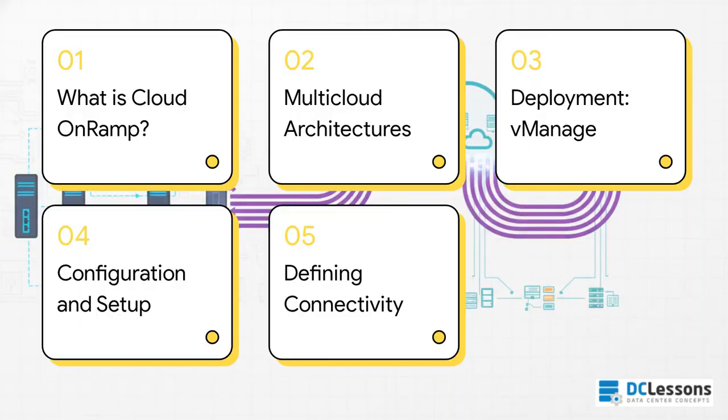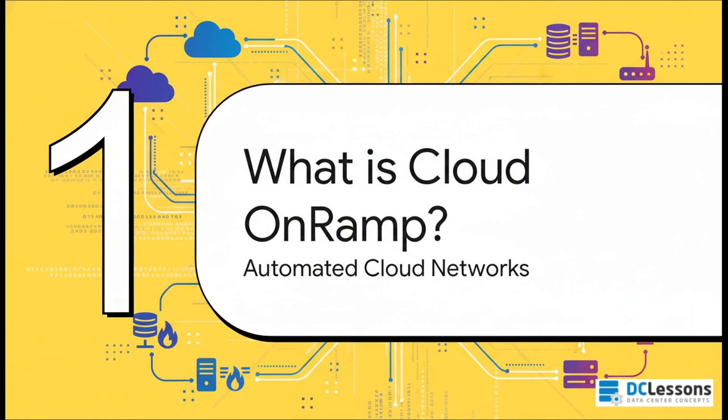First, we'll cover the basics. What is Cloud OnRamp? Then we'll get into the nitty-gritty of the multi-cloud architectures. After that, we're going to walk you through the entire deployment workflow in vManage, from configuration all the way to defining your connectivity intent. Let's get to it. All right, let's jump right in.